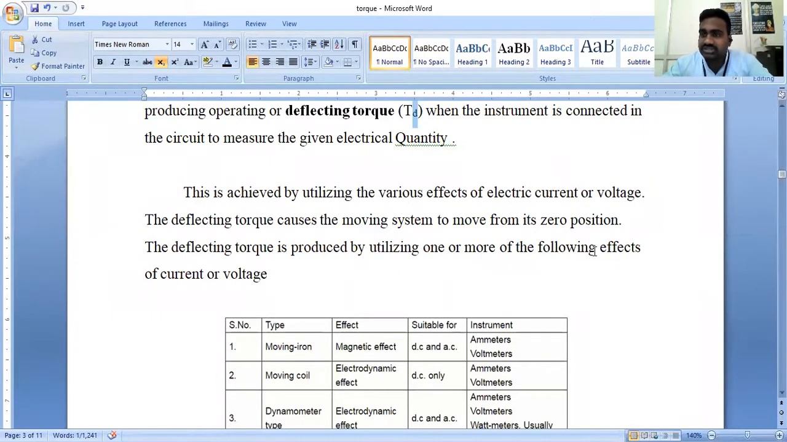So that means the initial torque required by the instrument to deflect from the 0th instant up to a certain amount of current, or up to a certain amount of voltage represented on a particular scale. The torque required to move the needle at the initial condition is called deflection torque. Simple. Okay, if you have any doubts with respect to this explanation, just let me know.